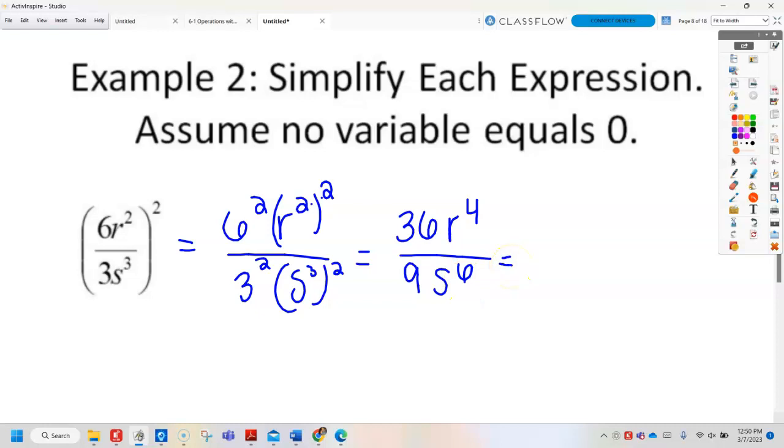The last thing you need to do is clean up your coefficients. So 36 divides by 9, so you're going to change that to a 4, r to the 4 over s to the 6.